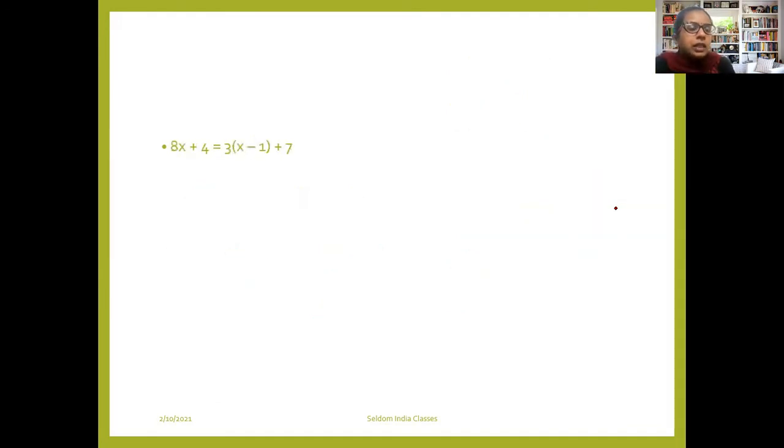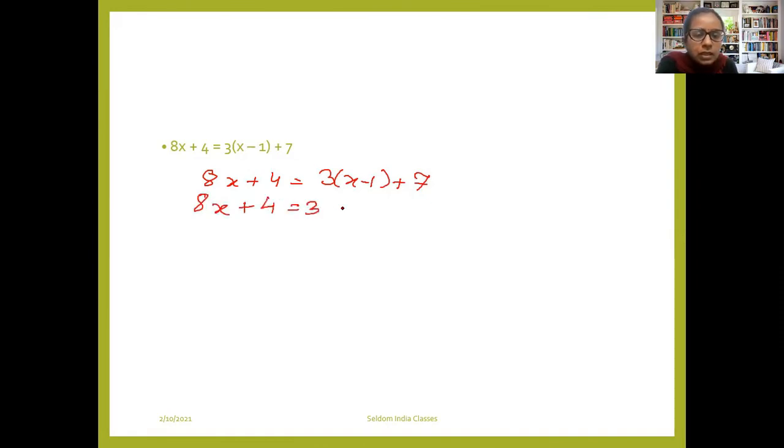Now the next question is 8x plus 4 equals 3(x minus 1) plus 7. Solving the equation, first simplifying the RHS, multiplying 3 inside, we have 8x plus 4 equals 3x plus 4. Now move the x term to the left and the numbers to the right.